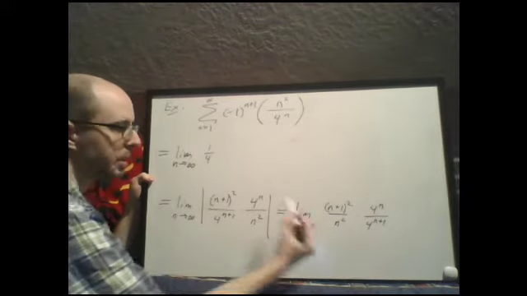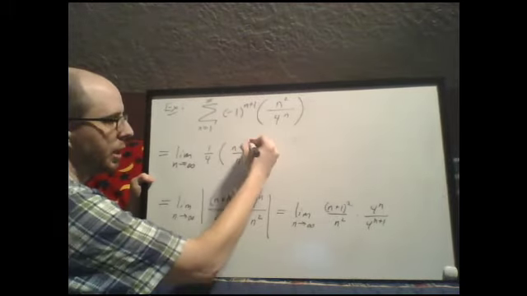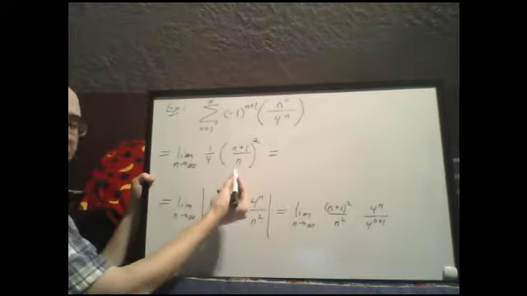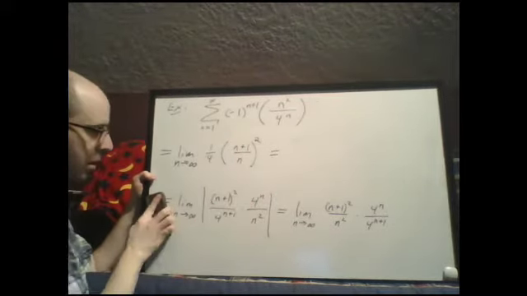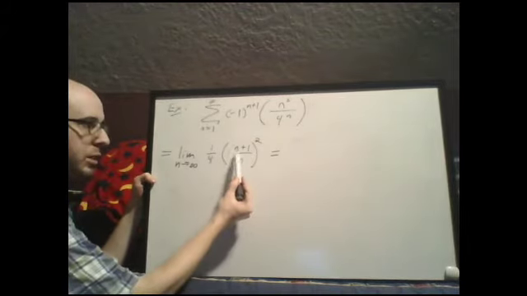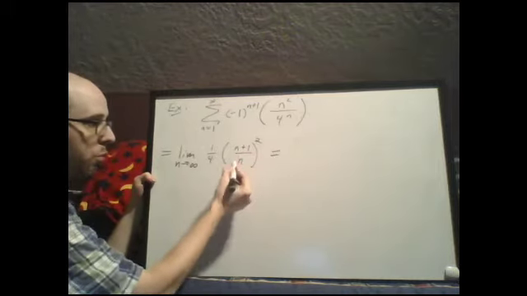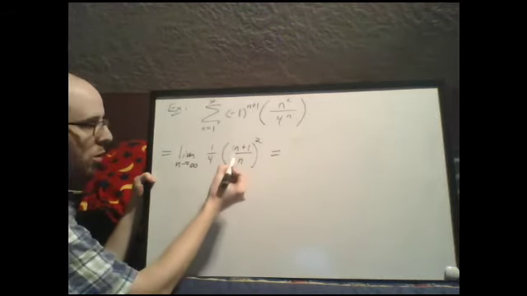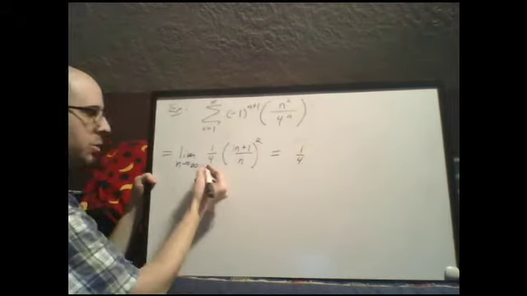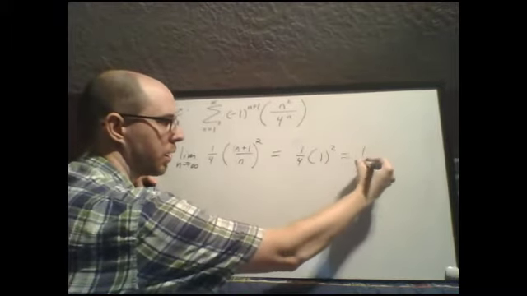Now here, let me think of it like this. That's n plus 1 over n squared. That's a rational function. Let me erase this stuff. That's a rational function with the same degree on the top and the bottom. So its limit's just 1 over 1. The leading coefficients, 1 over 1. So this is 1/4. The limit of this is 1/4 times 1 squared, which is 1/4.